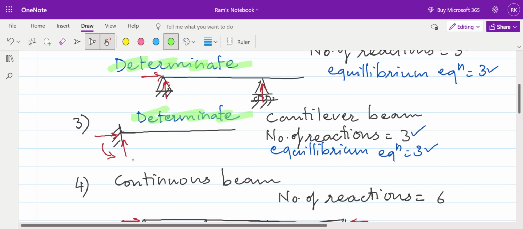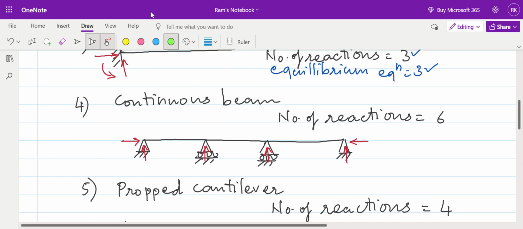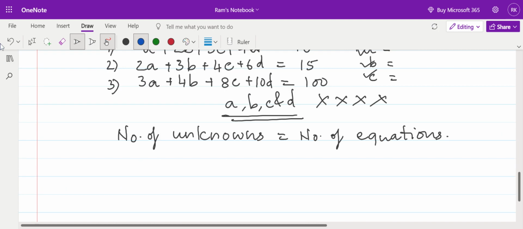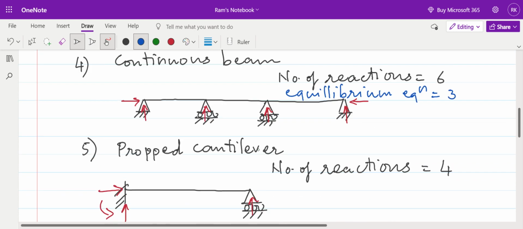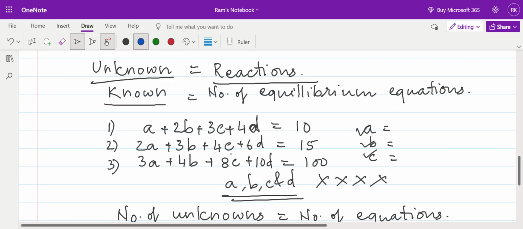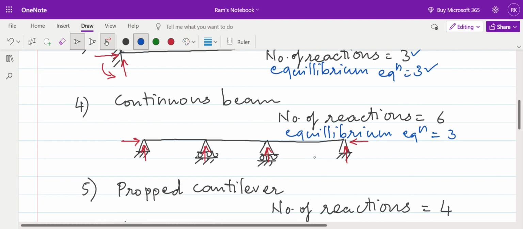Now let's go to the fourth, the continuous beam. For the continuous beam, we have seen the number of reactions is equal to 6. But how many static equilibrium equations are available in a two-dimensional structure? In case of static, the number of equilibrium equations available is 3. So only 3 equations are available and the number of unknowns is more than 3. We cannot determine the reactions, because it is as good as determining the values of A, B, C and D with only 3 equations at our disposal. This means we cannot determine the unknown reactions.